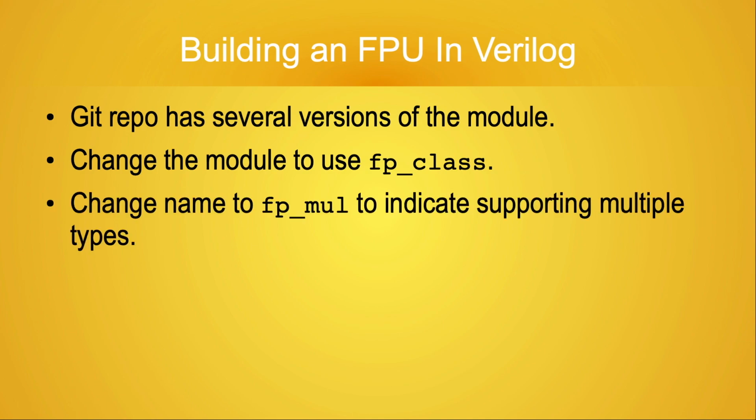The second thing to point out is that I've renamed the module from HP mol to FP mol because it's now capable of performing multiplication for all of the supported IEEE binary types. Its predecessor, the HP mol module, could only operate on binary 16 operands.